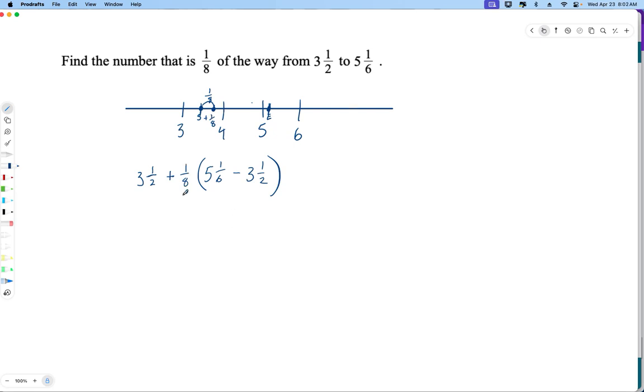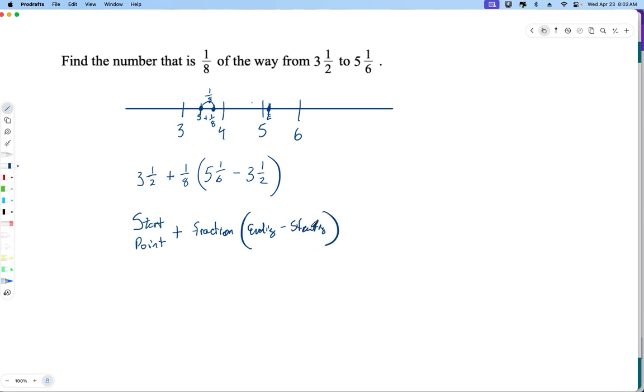Then we divide it by 8 by multiplying it by 1/8. And then that is what gets added back to the original number. So we are adding 1/8 of this distance back to the original number with this operation right here. That's what we're doing. So that is the formula you're going to use. The starting number, or the starting point, plus the fraction times the ending number minus the starting.